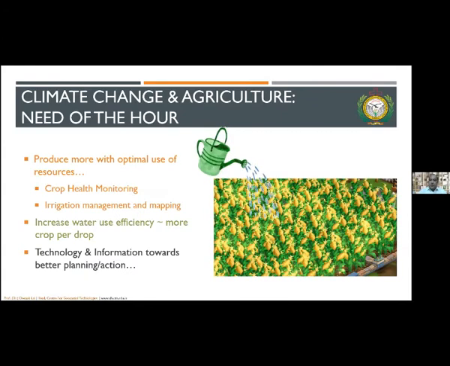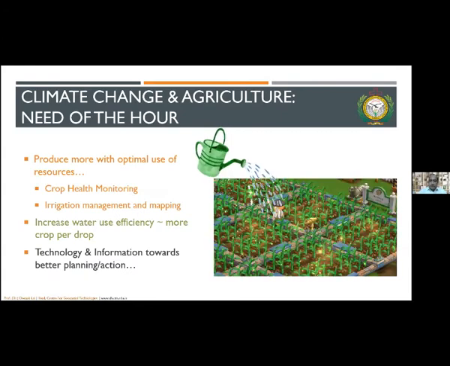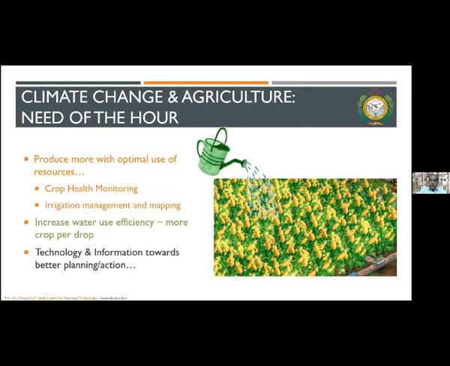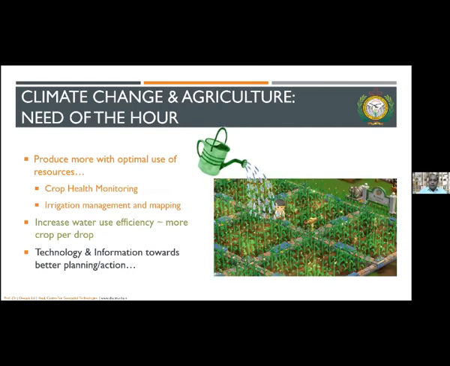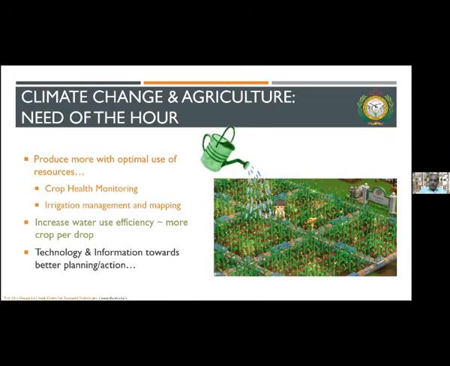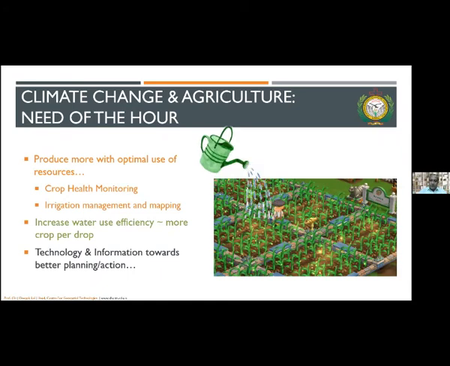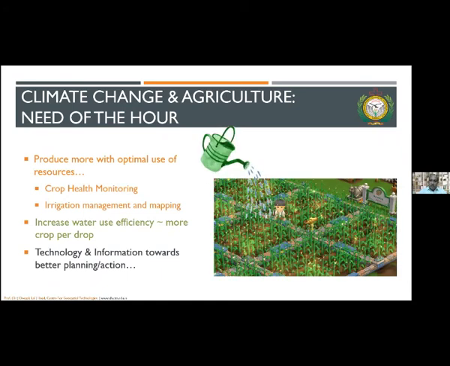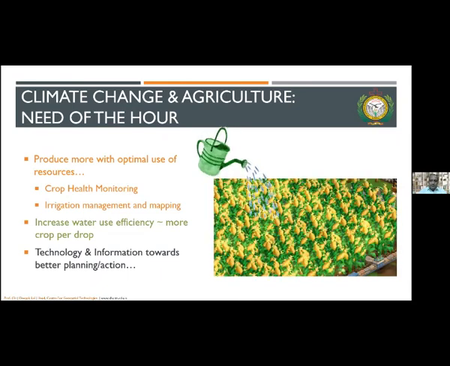By proper crop health monitoring. We cannot afford that crops will produce less because of disease and pests that are not managed initially, when we could have managed them initially. When we wait too long, the crops are affected.